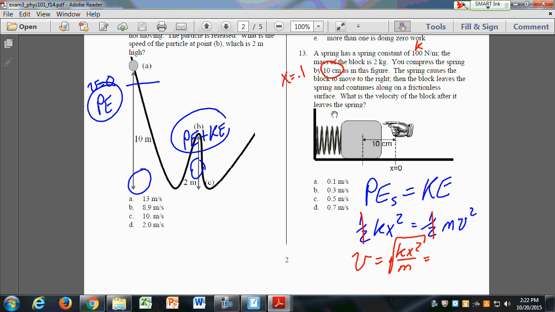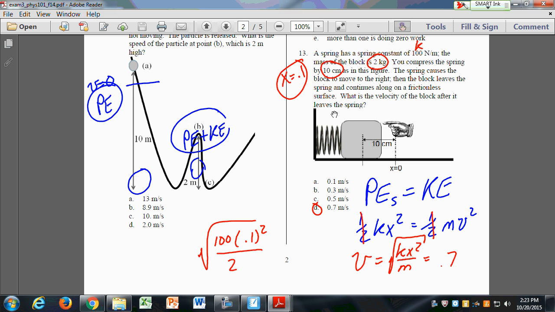What is it? 0.7. Okay, so D is the right answer. Okay, being careful, let me put the numbers in there. So it's the square root of 100, that's K, times 0.1 squared, that's X, converting to meters, divided by the mass, which was 2 kilograms, right here. I'm pretty sure there's a problem like that. Also, don't forget that Hooke's law comes into play here too.